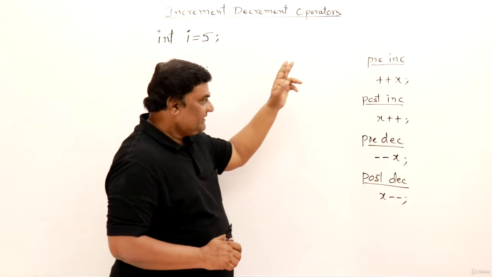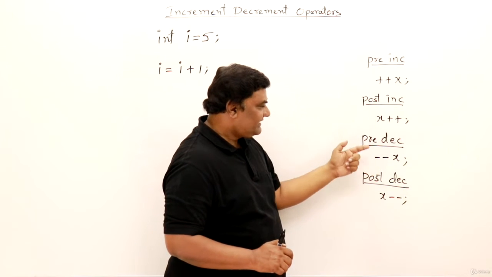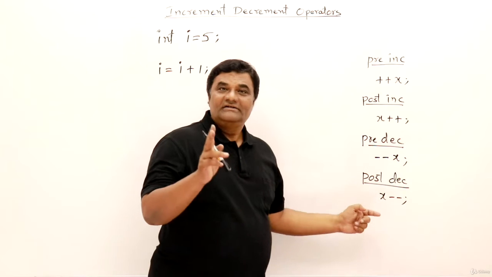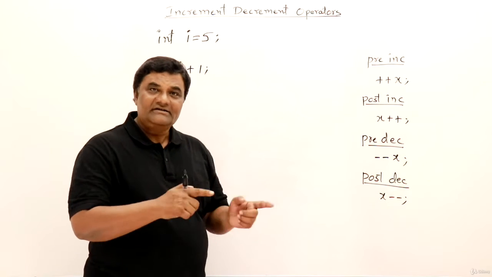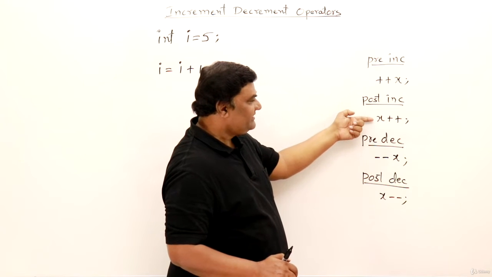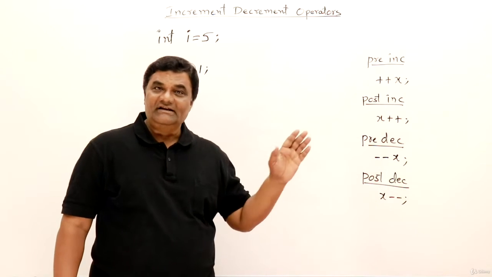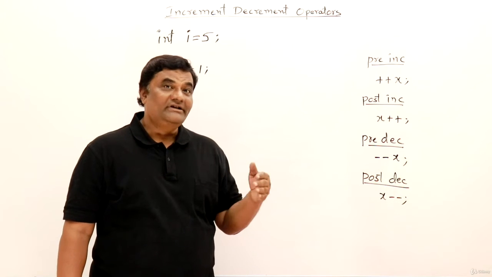See here there are two types of operators. One is increment operator and second one is decrement operator. Then again in increment decrement there are two types. One is pre-increment, second is post-increment. Likewise pre-decrement and post-decrement. So we'll understand what are all these and how they work.